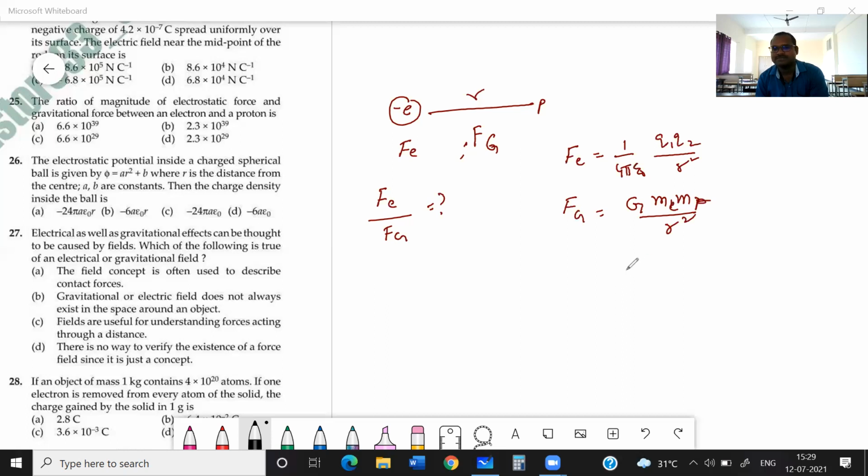Mass of proton and mass of electron. Now let's take the ratio between them. What will you get? Fe by Fg will be equal to 1 divided by 4 pi epsilon naught, whose value is 9 into 10 to the power of 9. Clear, students? Yes, this is the 25th question we are solving.